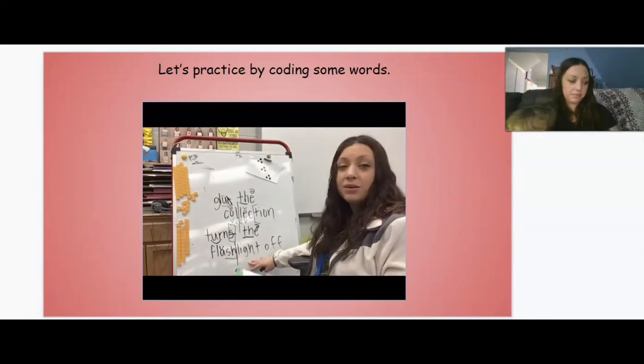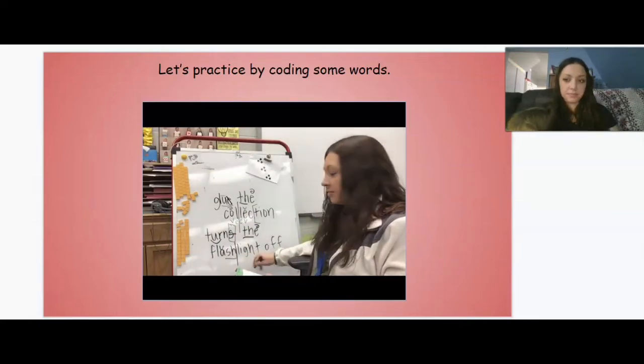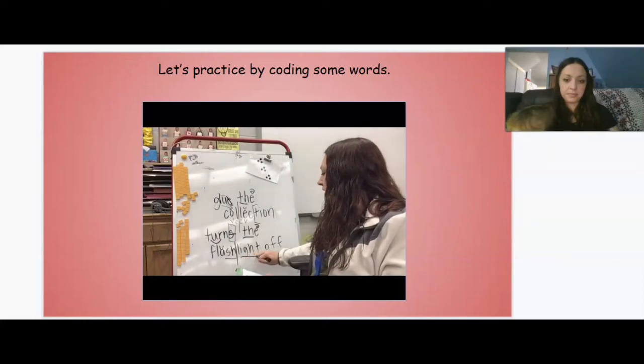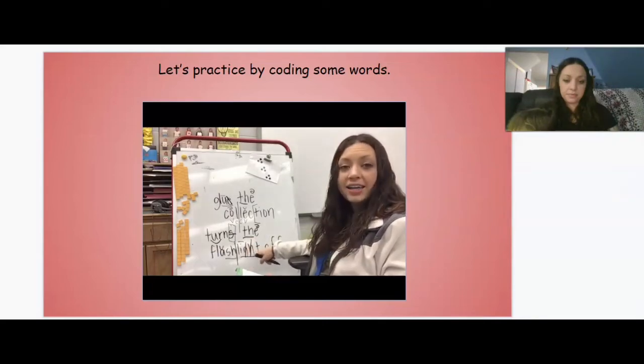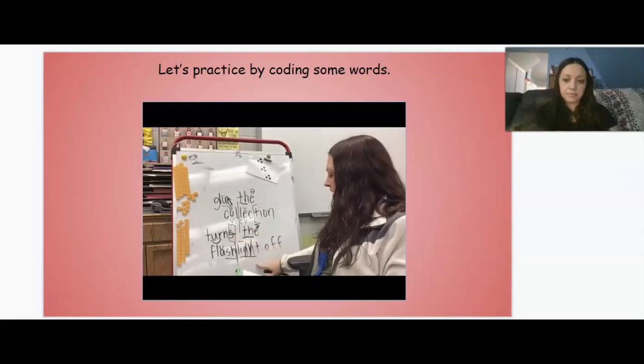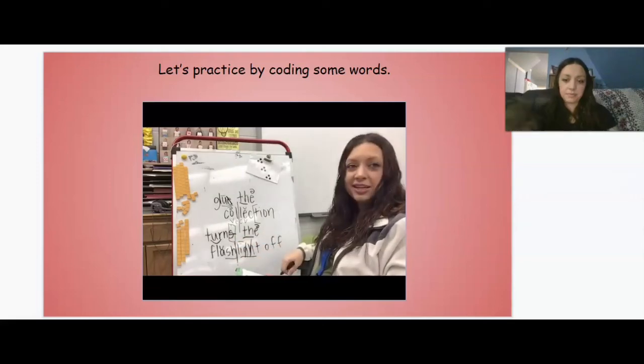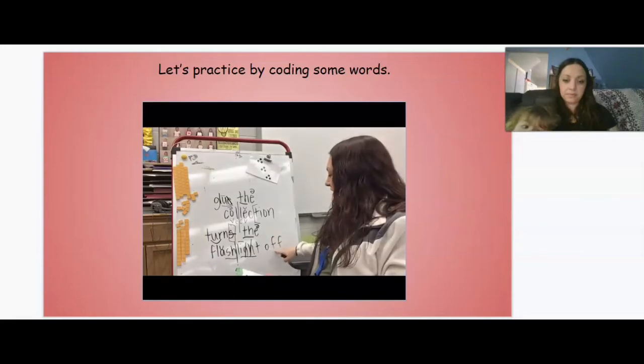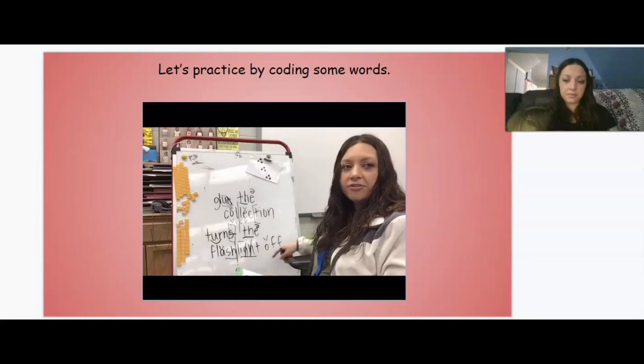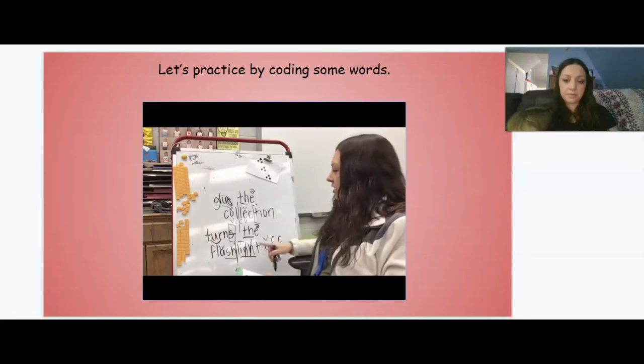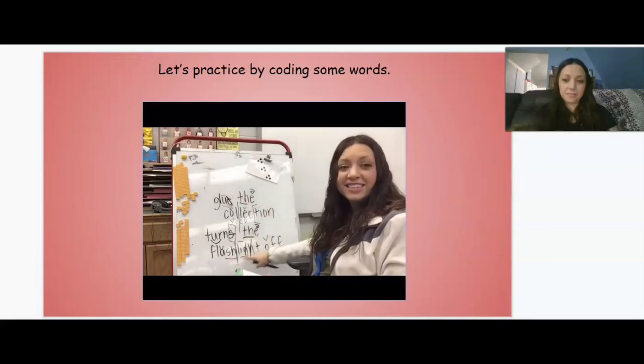Now over here at the end, what do I need to do to this word? I need to underline that IGH. It's going to be a long I, sneaky G, sneaky H. So light, light. So flash, light. Turns the flashlight, and then our last word, what do I need to do to it? I just have a vowel in front of an F, so it's going to be short. So off, off. Okay, so glue the collection, turns the flashlight off.